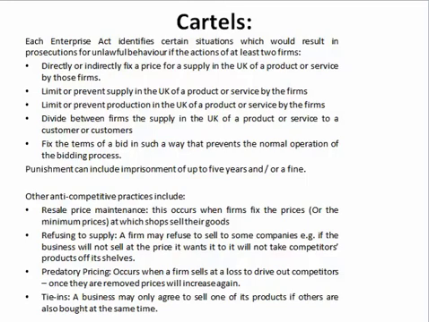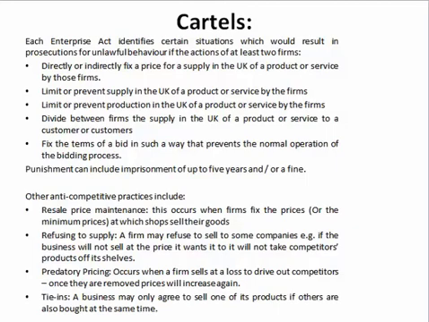Limit or prevent supply in the UK of a product or service by the firms, limit or prevent production in the UK of a product or service by the firms, divide between firms the supply in the UK of a product or service to a customer or customers, or fix the terms of a bid in such a way that prevents the normal operation of the bidding process. Punishment can include up to 5 years and also a fine.